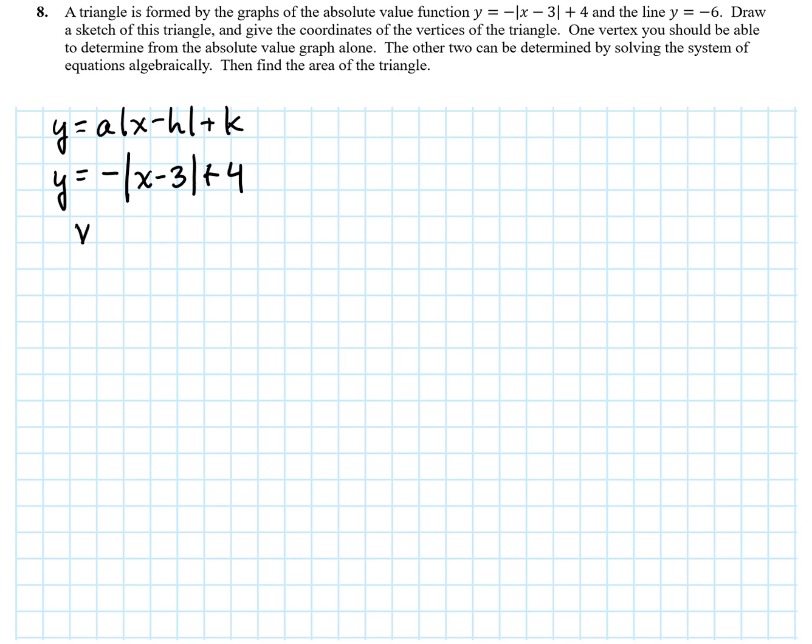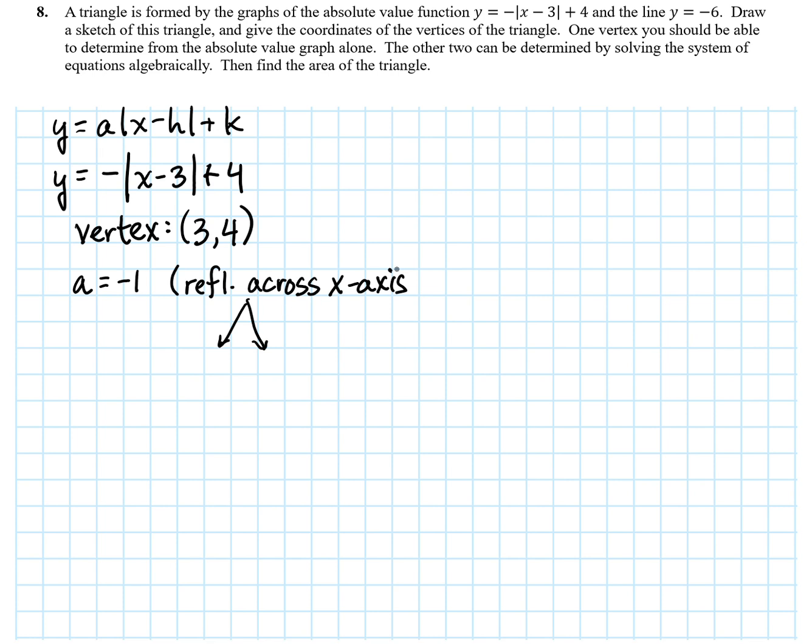And in this one, you can see from the format that the vertex, the h is 3 and the k is 4. And the a is -1. So really there's no stretch when it's a 1 or -1. The negative really just flips the thing upside down. So this is a reflection. It reflects the original across the x-axis. So that means it's going to open down now.